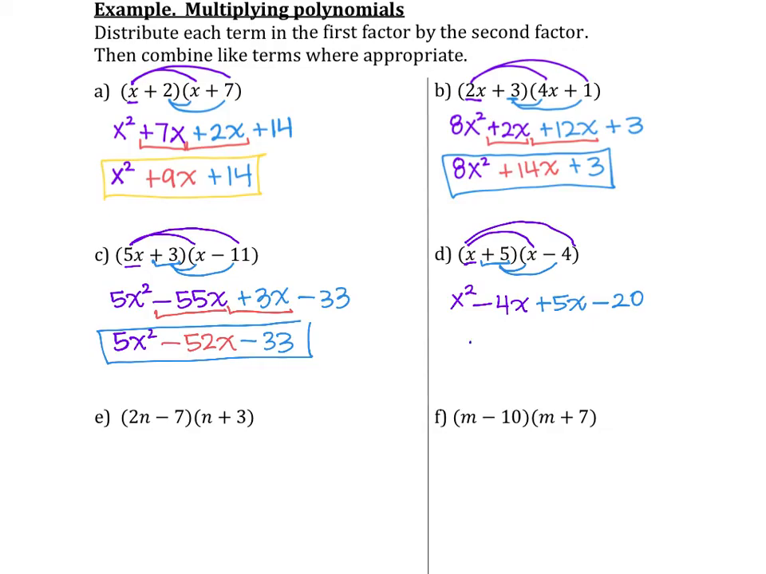Okay, I'm going to bring down the x to the second. Like terms, I have a negative 4 plus 5. It's a little bit more positive, so it's going to keep it positive. 5 minus 4 is 1x, or you could just write x. The 1 is not required. We assume it's a 1 if you leave it blank. And I'll bring down the minus 20, and that's my final answer.